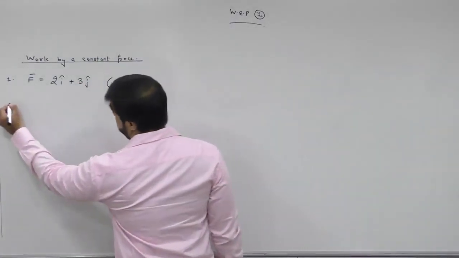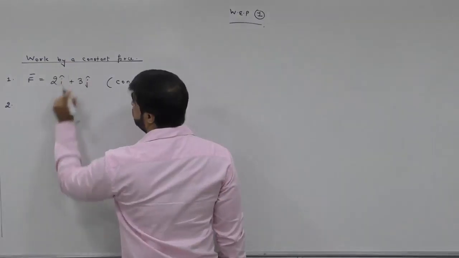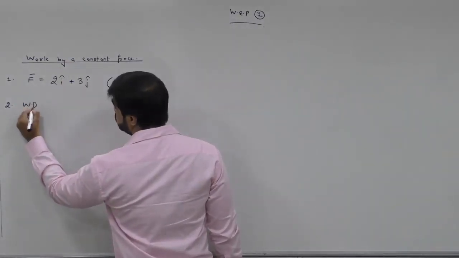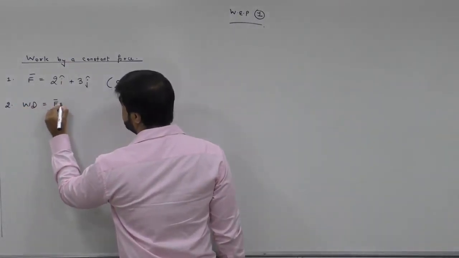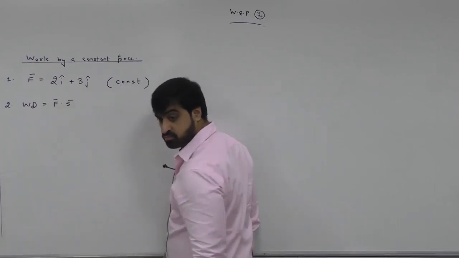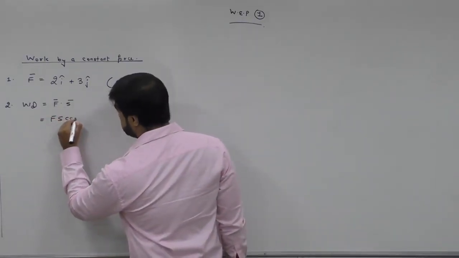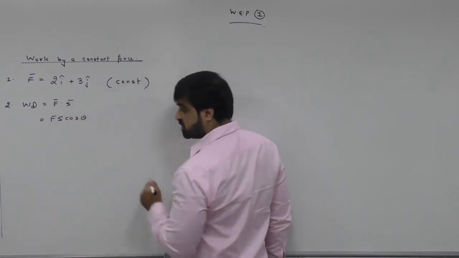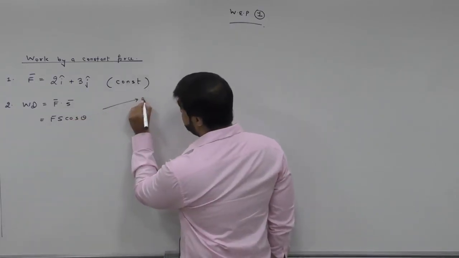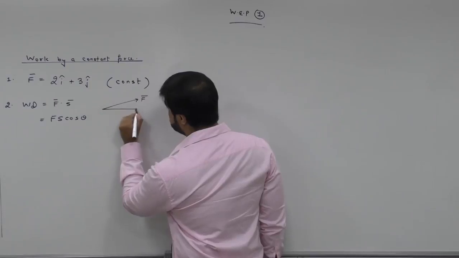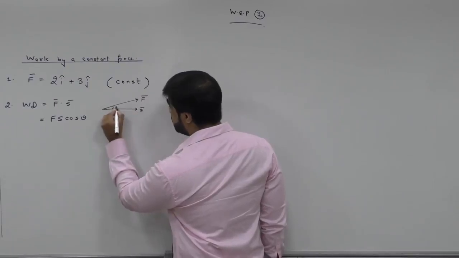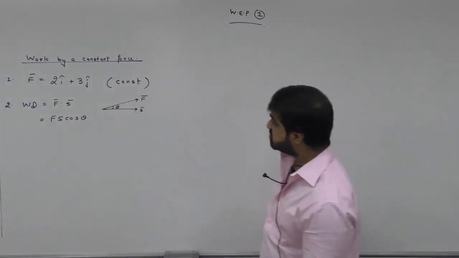Second concept, you apply the work done formula. The formula for work done is F bar dot S bar, which can also be written as Fs cos theta, where this is the force F bar, this is S bar, and the smaller angle between them is theta.